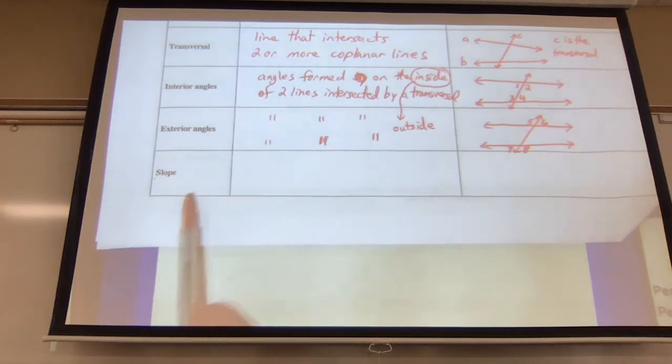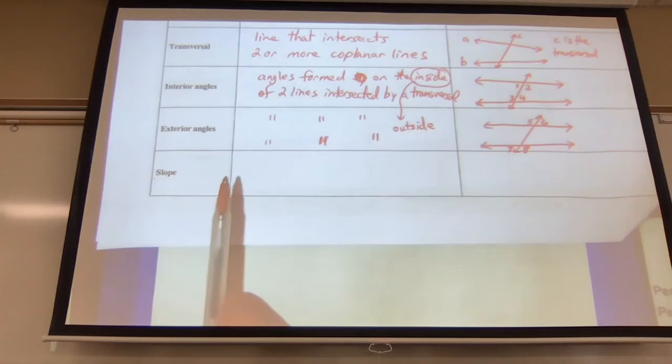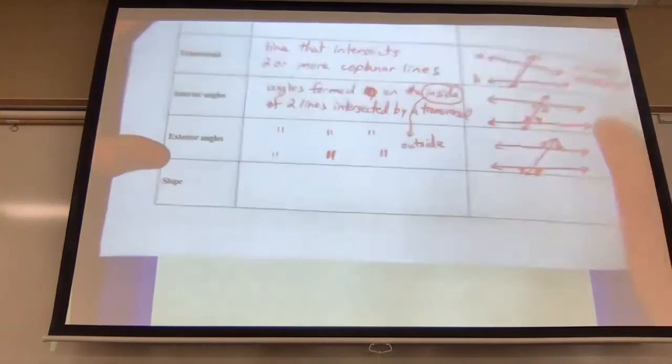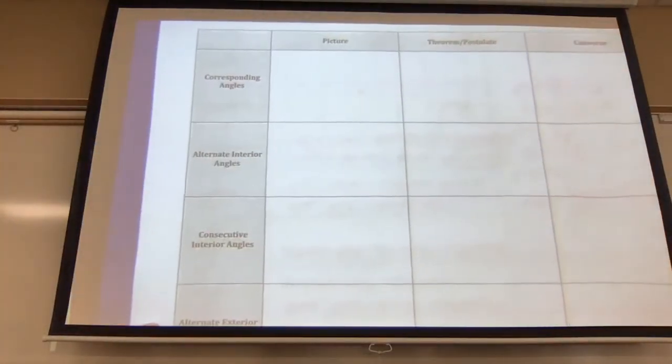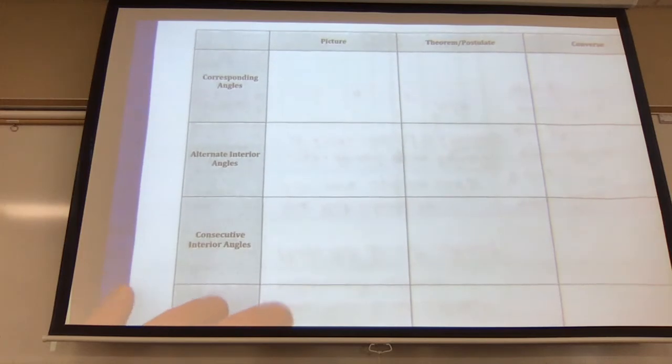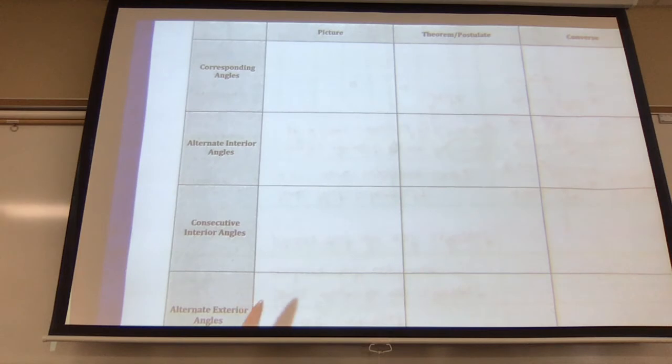And then slope, we'll come back to slope. We're going to do that later on here in chapter 3. All right, that's our first page of definitions. Now flip it to that other page. That looks like this. And today we're going to fill out just the first part of this. We're going to do the picture.